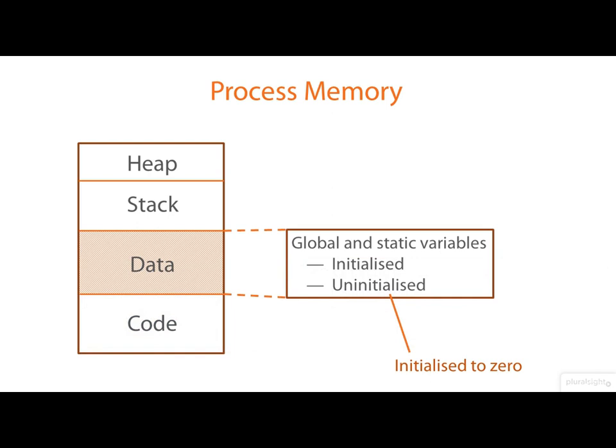The data segment holds global and static variables. That's in terms of C language programming anyway. And it's divided into initialized and uninitialized pieces. The initialized pieces are for variables that are declared with an initialization clause so that they're explicitly given a value. And ironically, the uninitialized piece is also initialized. It's initialized to 0 when the process starts up.